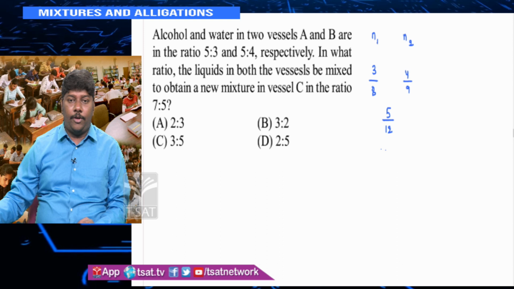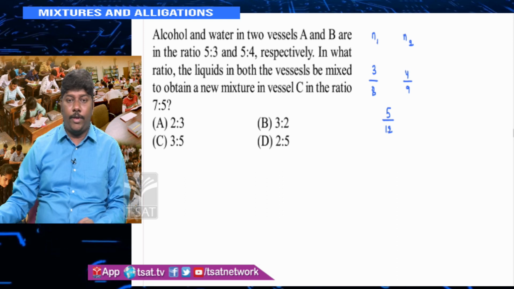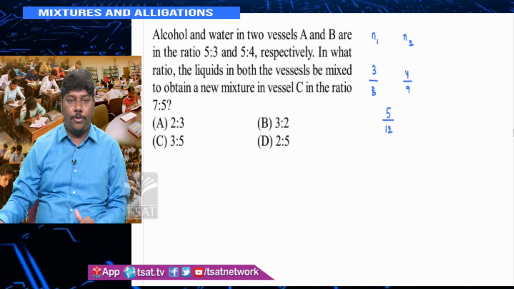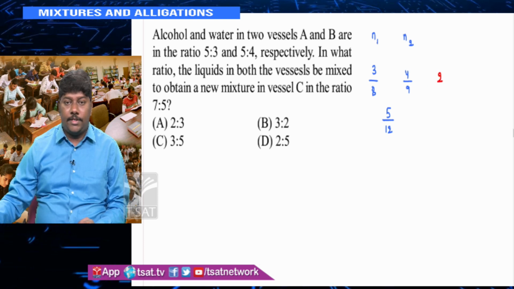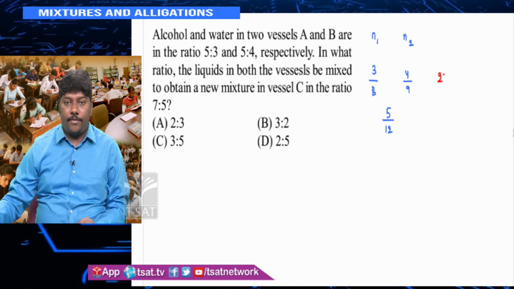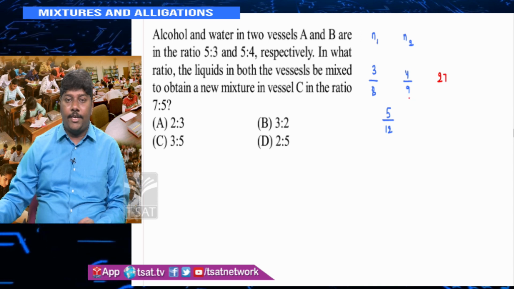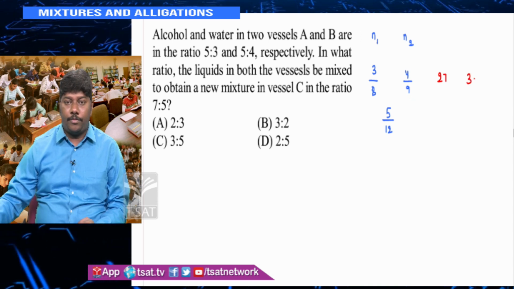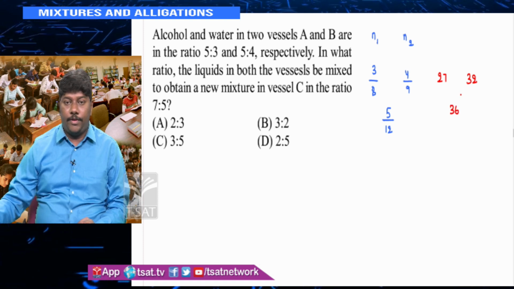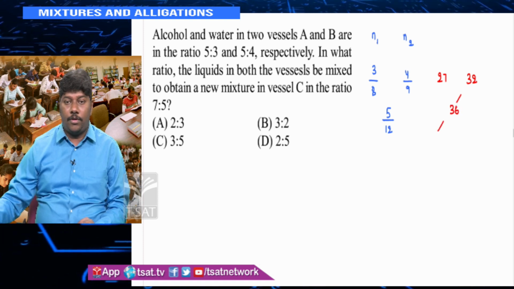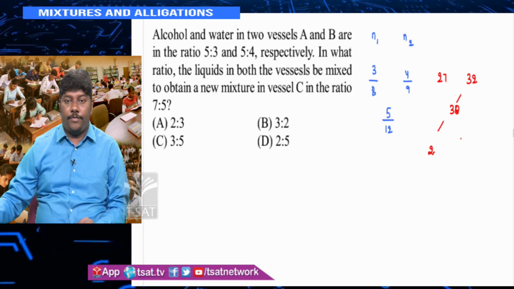I can just multiply it with the LCM of 8, 9, 12, that is 72. Multiply it with 72, what are you going to get? 72 means 8 9s are, so 3 9s are 27, 9 8s are therefore 32, 12 6s are therefore it is 30. The difference is 2 here, difference is 3.